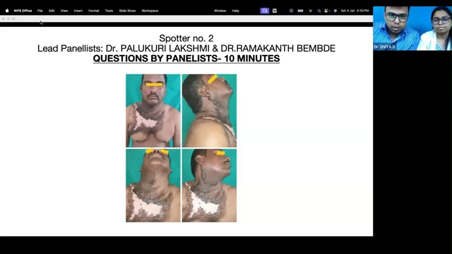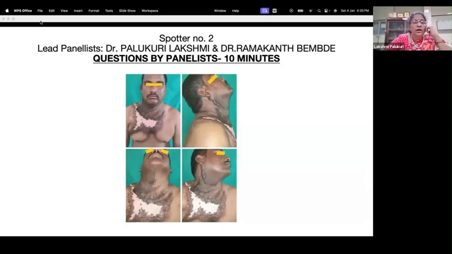Ma'am, it is a post-burn sequelae with hypertrophic scar over the lateral aspect of the right side of the neck, with hypopigmented patch over the anterior aspect of the upper chest, and also a linear band over the lateral aspect. I expected that. So you will get the point.